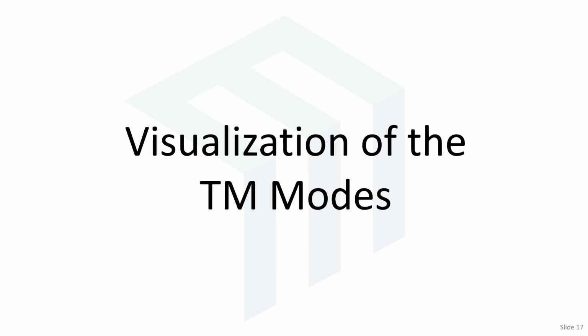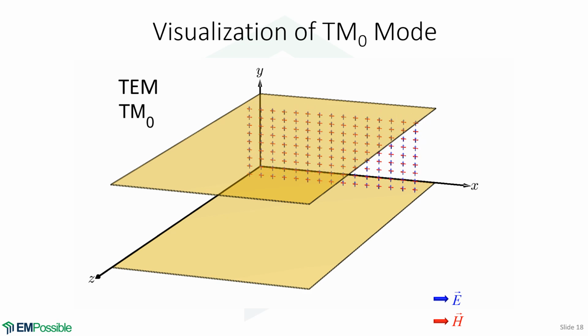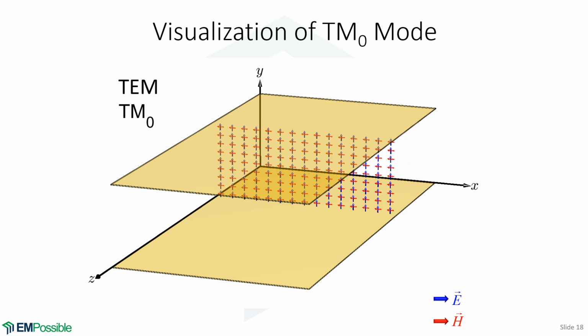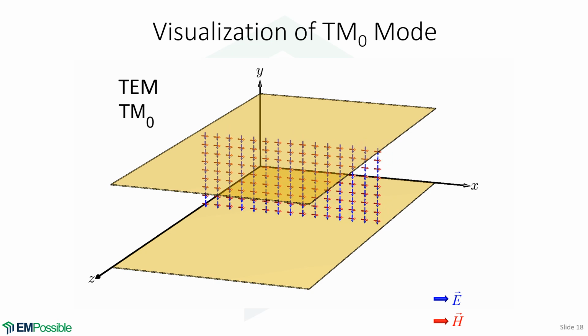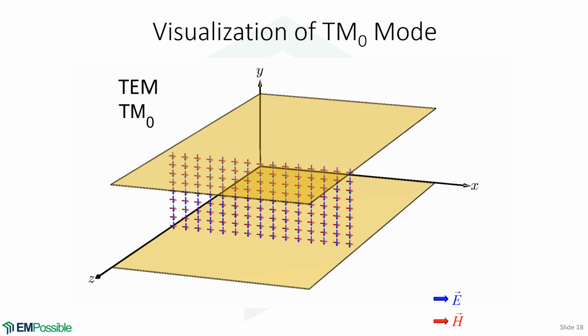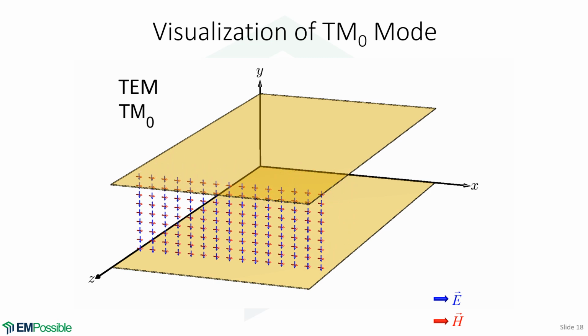Visualization of the TM modes. Here's a visualization of the TM0 mode, which, by the way, is the TEM mode. It has a perfectly uniform field from plate to plate. The electric field's pointing straight from one plate to the other, not at an angle or anything. And the magnetic field is in the x direction.